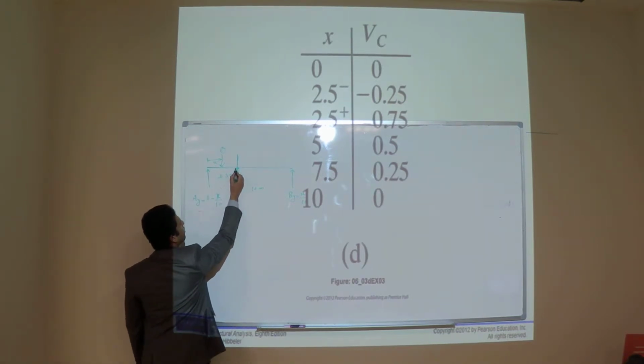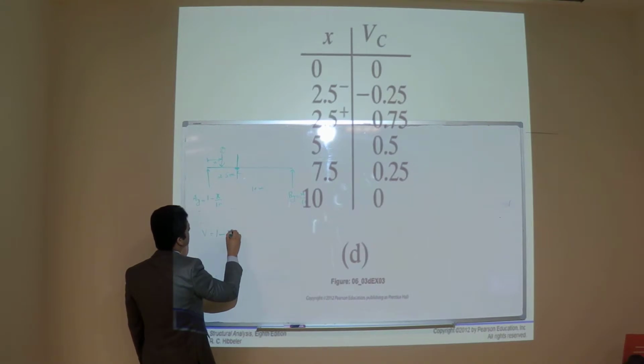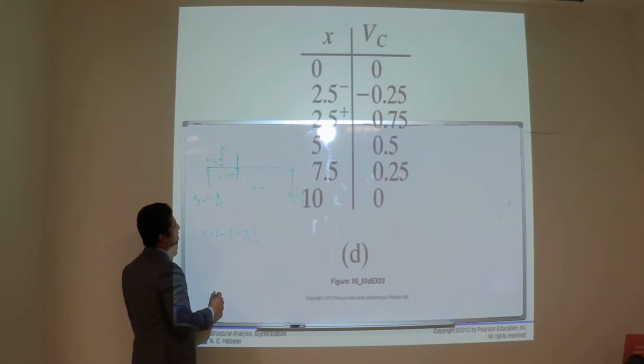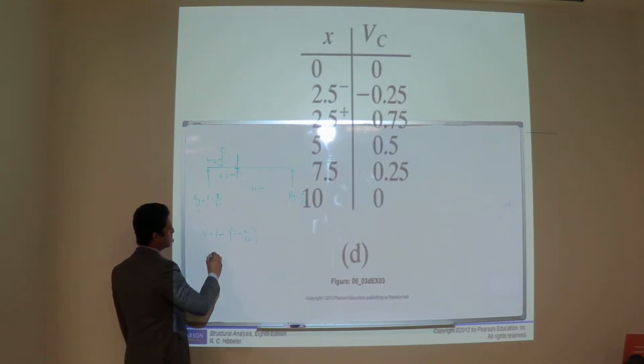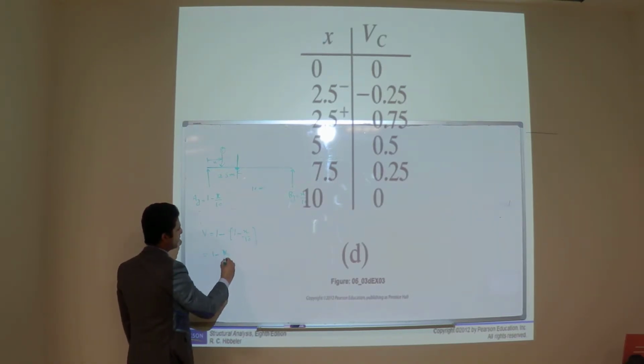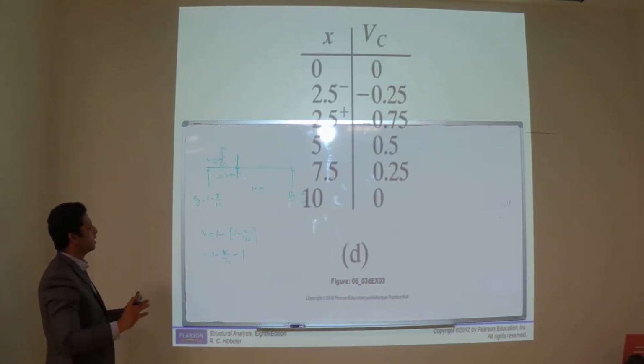So, if the load is just before this point, how much will be V? Just apply sigma Fy. It will be 1 minus x over 10. 1 and 1 cancel out. It will be minus x over 10. You tell me the other way. So it would be x over 10. It will be reaction minus this load, 1 minus 1, x over 10. Minus 1. It will be minus x over 10.